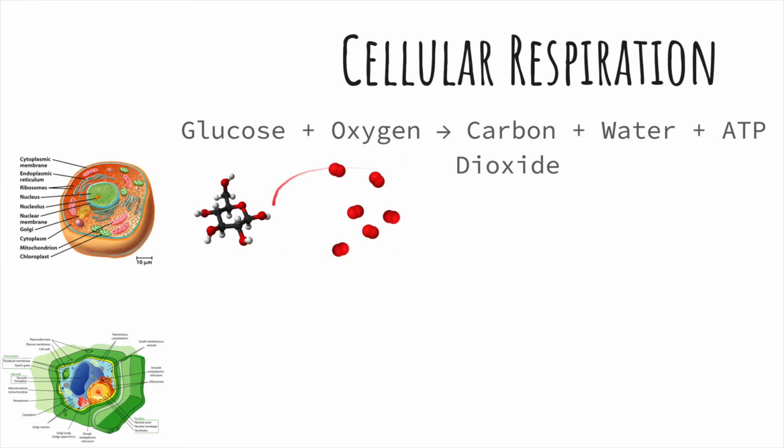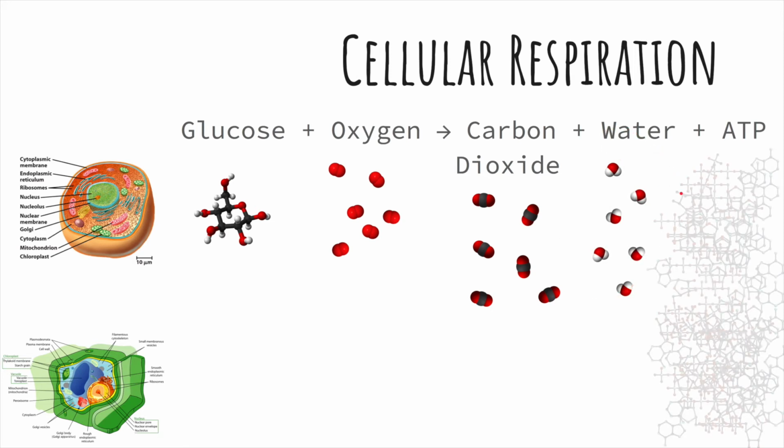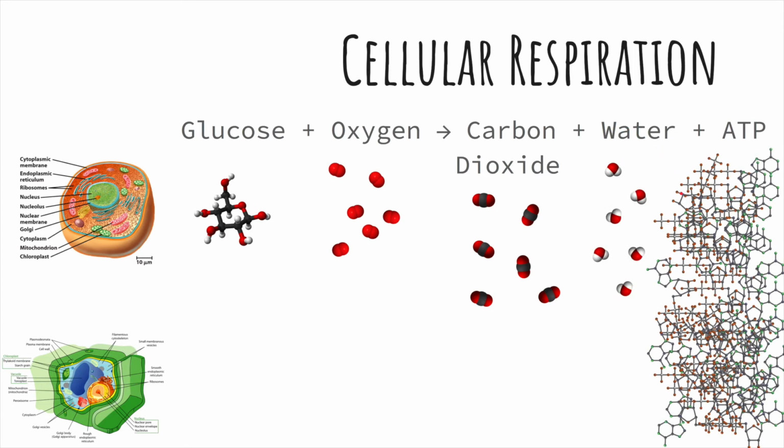And a process happens which results in 6 molecules of carbon dioxide, 6 molecules of water, and 38 molecules of ATP. So with cellular respiration, we can take that same 1 molecule of glucose and turn it into 19 times as much energy molecules as fermentation.